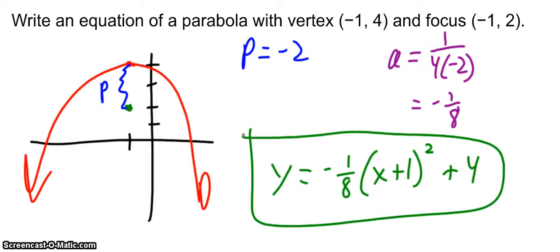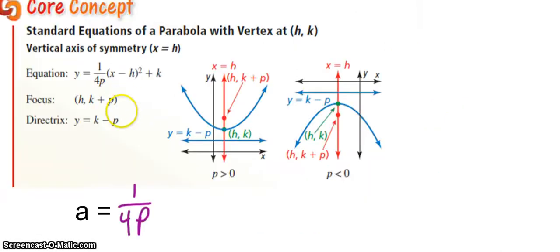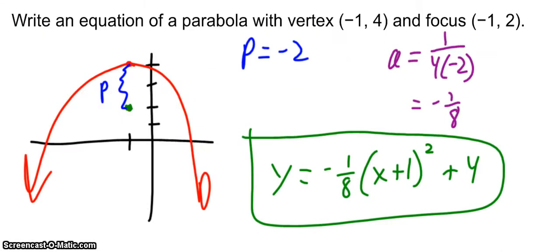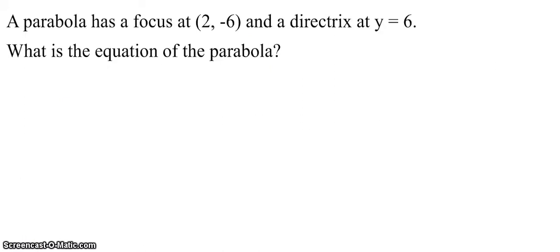That's it. But see what I mean, how I didn't use this equation? We could have, and it's essentially the same thing, but just drawing the picture I think is a better visual, easier way to do it. I don't know, just my opinion. So let's try another one. A parabola has a focus of (2, -6) and a directrix of y equals 6.